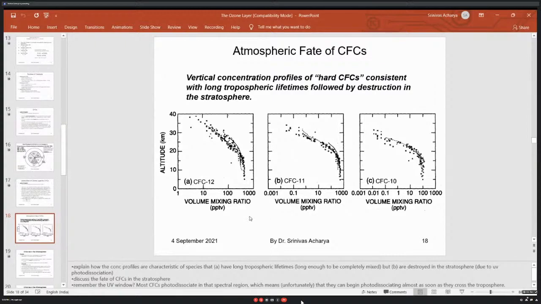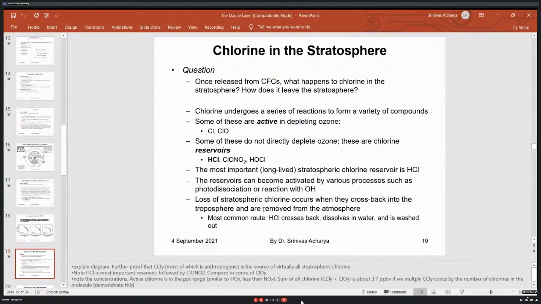These are the concentrations or volume mixing ratios of CFC12, CFC11 and CFC10. And these are the chlorine free radicals in the stratosphere, Cl dot and ClO dot. Sometimes some chlorine reservoirs like HCl, ClONO2, HOCl, hypochlorous acid, and hydrochloric acid or hydrogen chloride gas also cause ozone depletion.